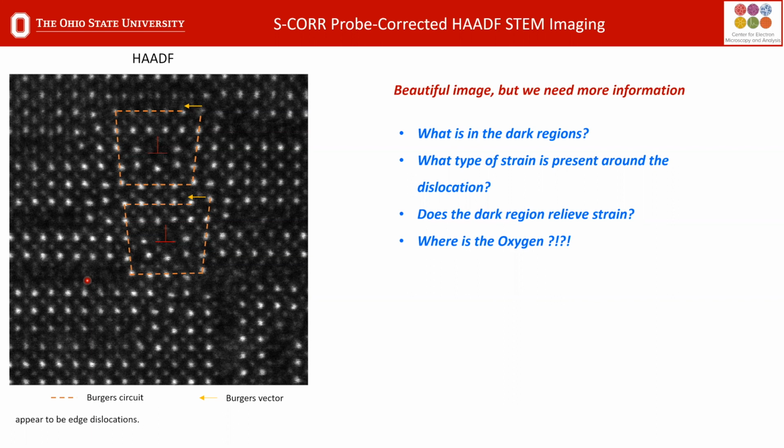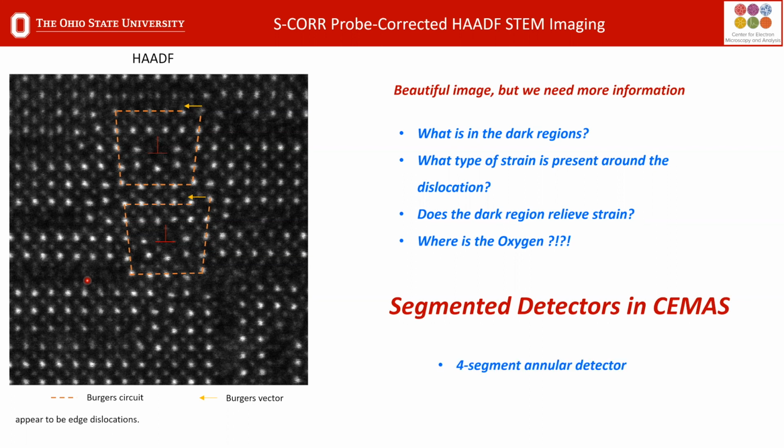What's going on? And so one way that we now have to probe these questions, and is really going to open new doors for us, is using the new segmented detectors that we have in CEMAS. And those two detectors are a 4-segment annular detector and an EMPAD pixelated detector. And so what I want to do in the talk is go through a few examples of what you can do with these two different detectors and the various material properties you can start to probe and how it opens new research frontiers for us.